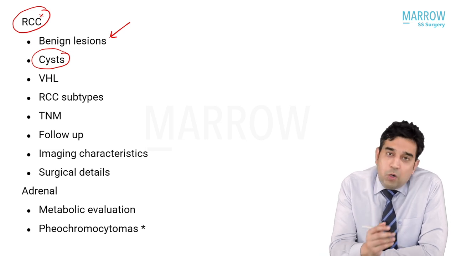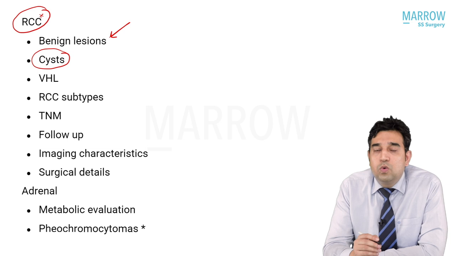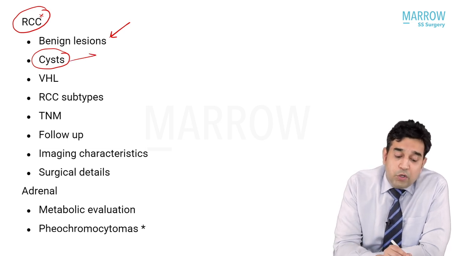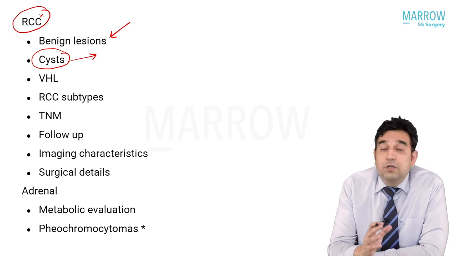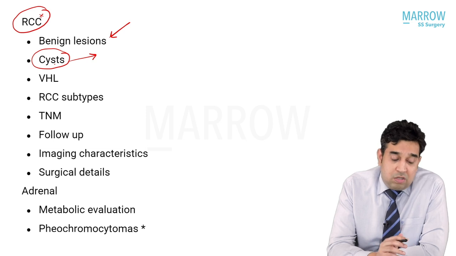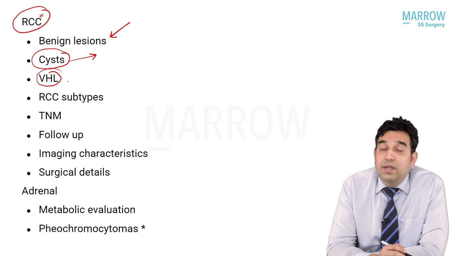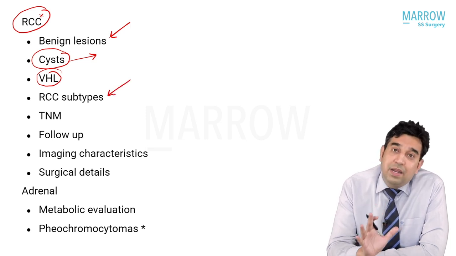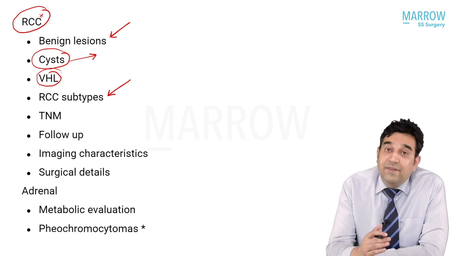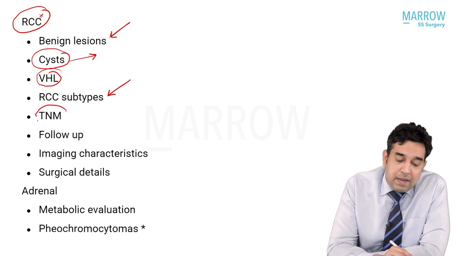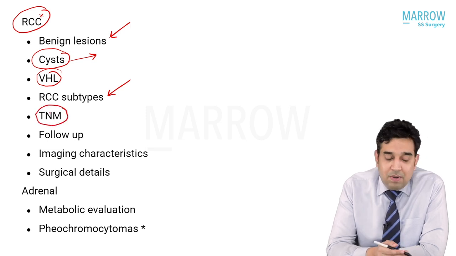We should know how we classify the cyst into 1, 2, 3, 4 and the 2F. We should also know what are the chances of malignancies of each of these types of cysts. And that's mostly about the questions on cysts. Then VHL, von Hippel-Lindau syndrome, is important because we know that there's a lot of hereditary component for RCC. All the subtypes of RCC, that table in Campbell is very, very important, where we talk about all the types, their features, their markers.